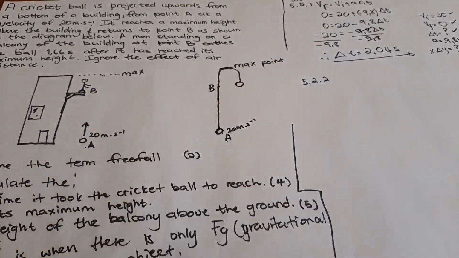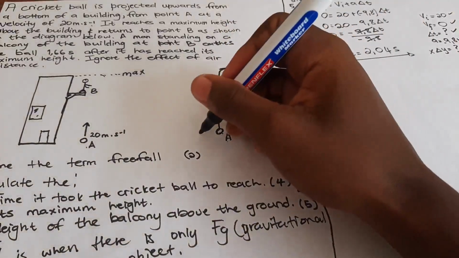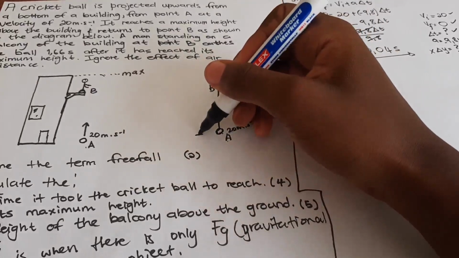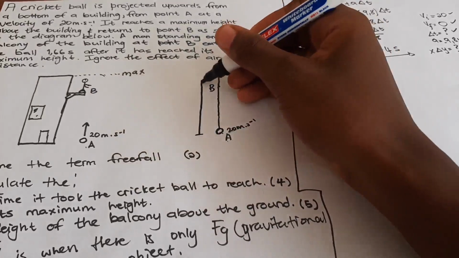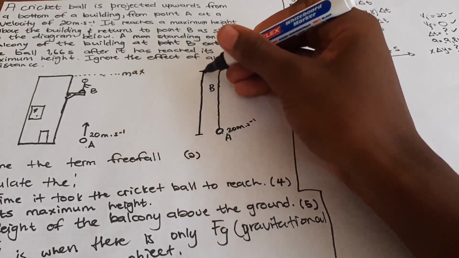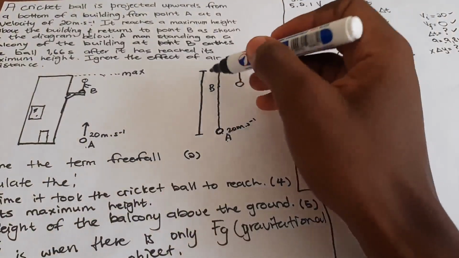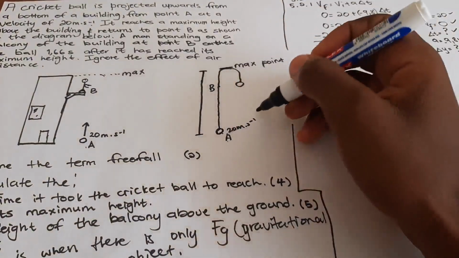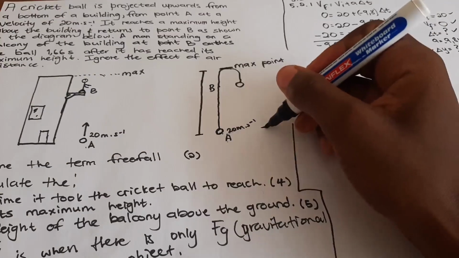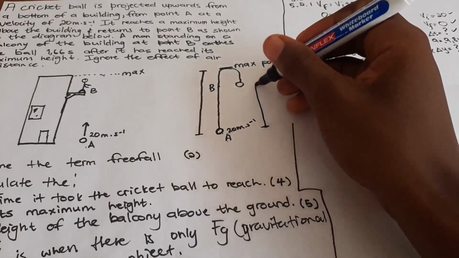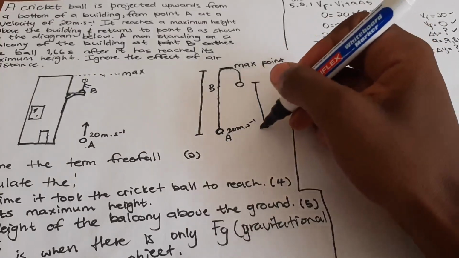5.2.2 says calculate the height of the balcony above the ground. Right now we have to calculate the height of the balcony. I have to calculate the height of the balcony. Oh no, it's not to this point. Yes, we have to calculate the height from this point A to point B, the height of the balcony.